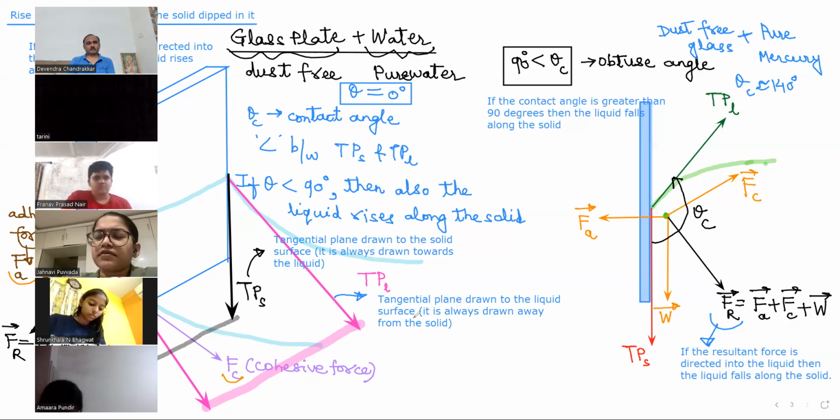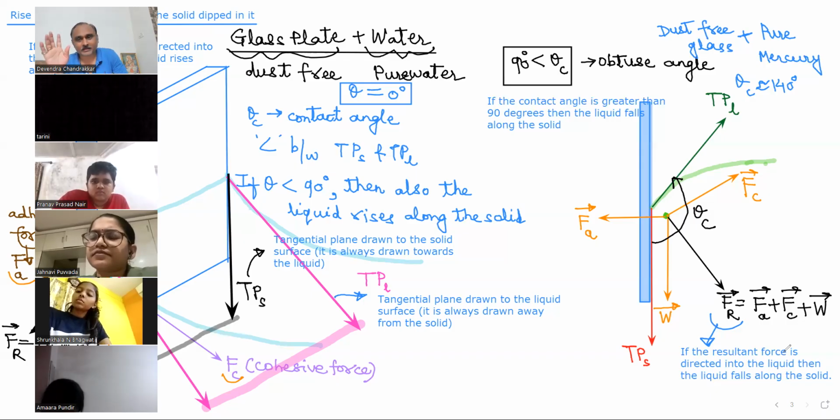All of you done with it? Sir, the last point where you wrote about pure mercury, could you explain it again? Dust-free glass plus pure mercury. If there is dust-free glass dipped in pure mercury, then the contact angle is approximately 140 degrees. This is standard data which you should remember. If the data is not given to you, then for calculation purposes you can take it as 135 degrees.